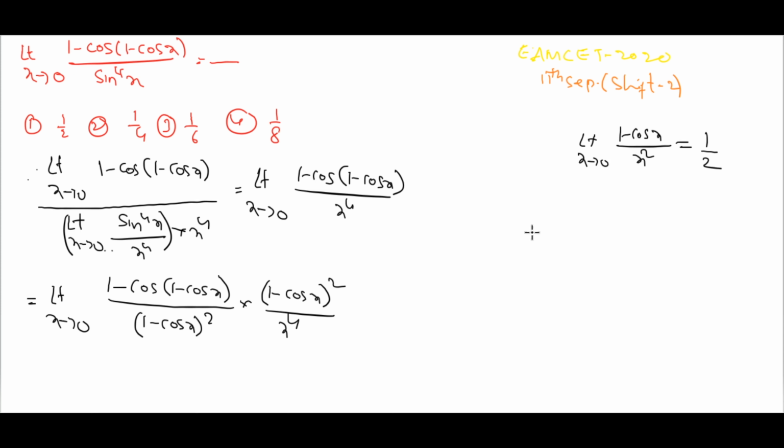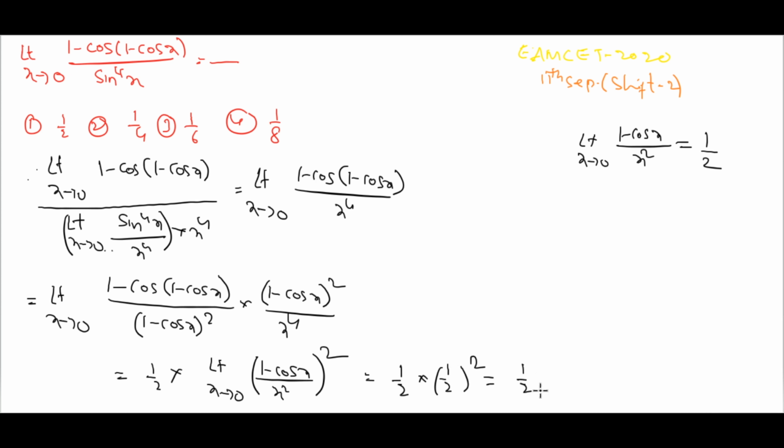That is limit x tends to 0, 1 minus cos x by x square, that is equal to 1 by 2. So substituting in this, that is equal to 1 by 2 into, so this is written as limit x tends to 0, 1 minus cos x by x to the power of 4 is written as x square whole square. Again in this formula, that is equal to 1 by 2 into this value 1 by 2 whole square, that is equal to 1 by 2 into 1 by 4, that is equal to 1 by 8. So fourth option is correct answer.